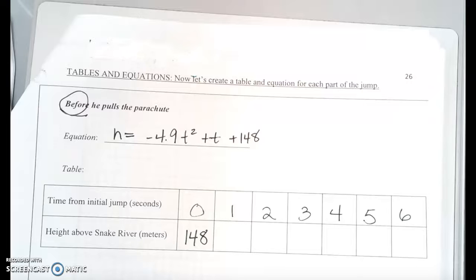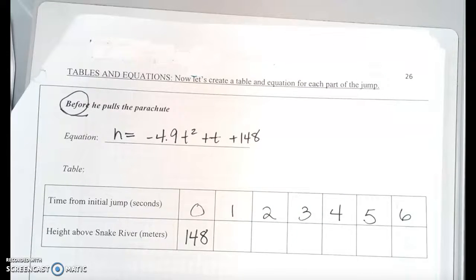Your team gets to plug in 1, write down the answer. Gets to plug in 2, write down the answer. And make sure you follow order of operations, right? You want to square, do the exponent, before you multiply by negative 4.9, right? Yes? Exponents come before multiplication, okay? So fill in that and see what happens.